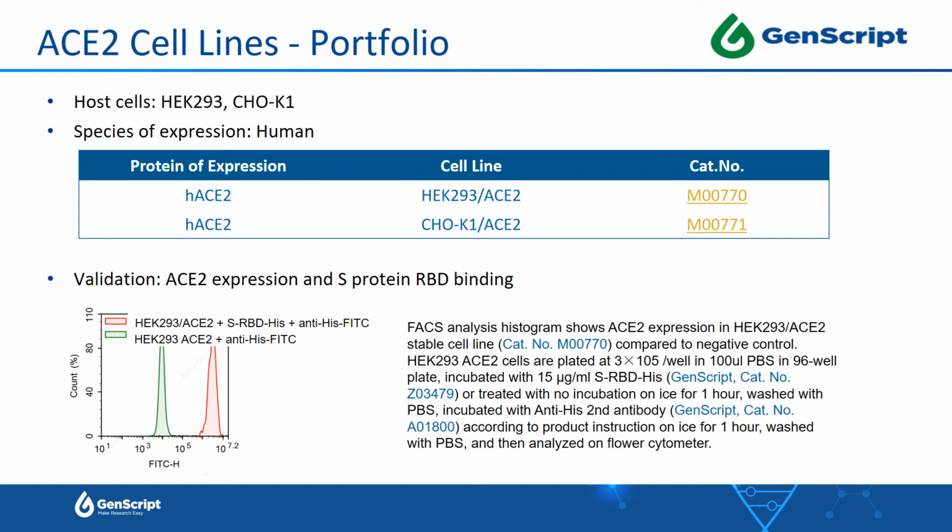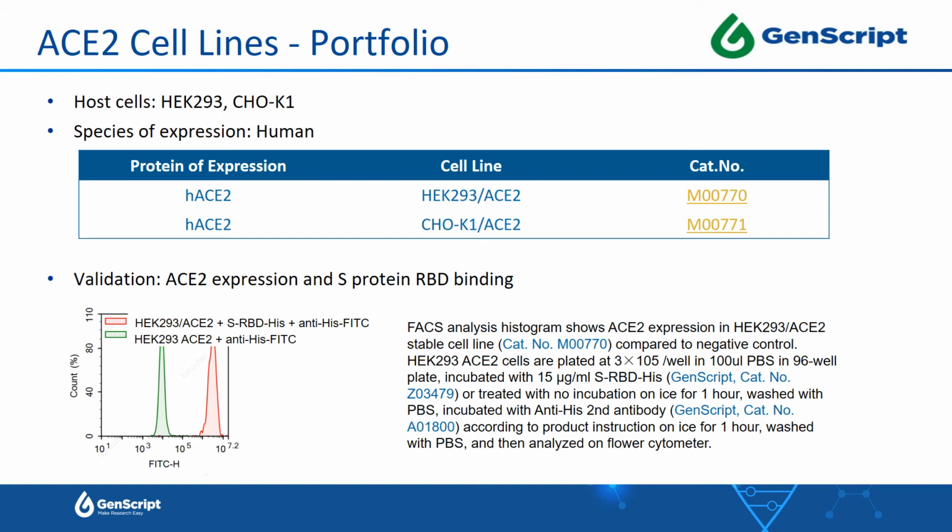At Genscript, we have developed stable cell lines with high expression of human ACE2 and 2 options of host cells, HEK293 or Troca1, as powerful cell line tools for drug discovery to treat COVID-19. Both cell lines are validated by the ACE2 expression by its binding to the S protein RBD domain.